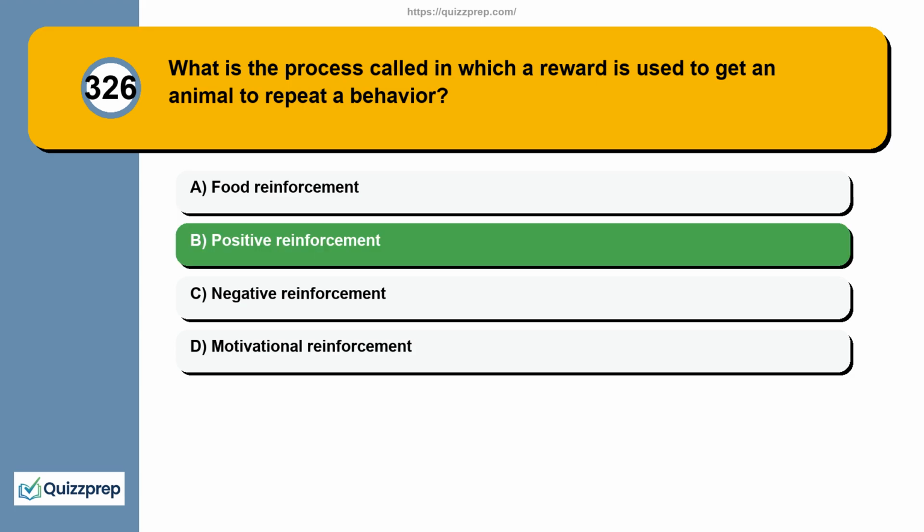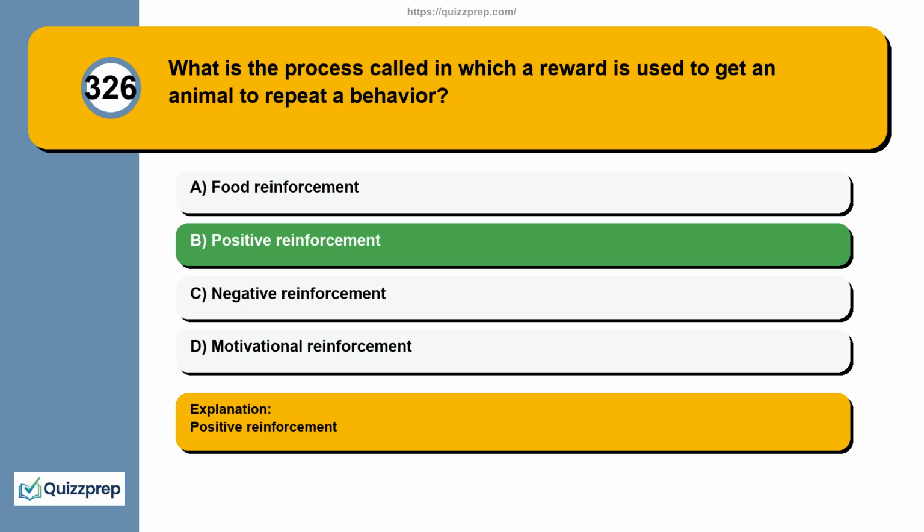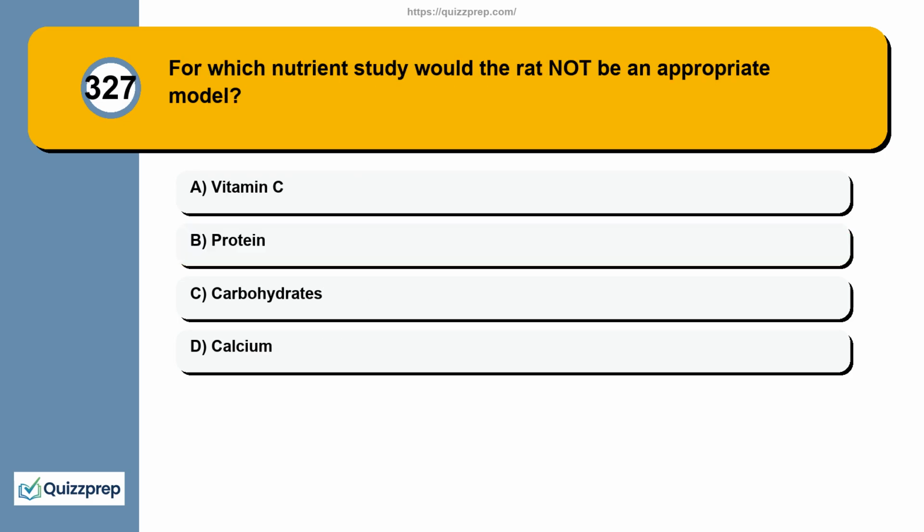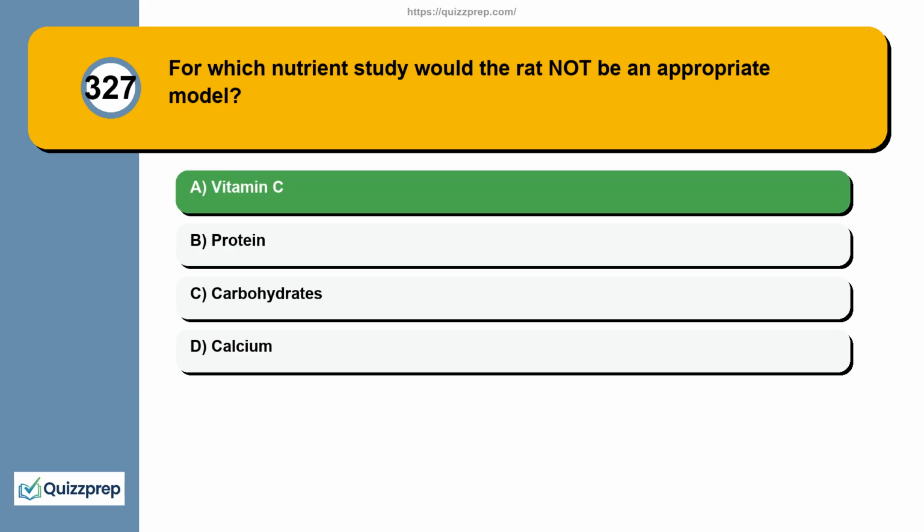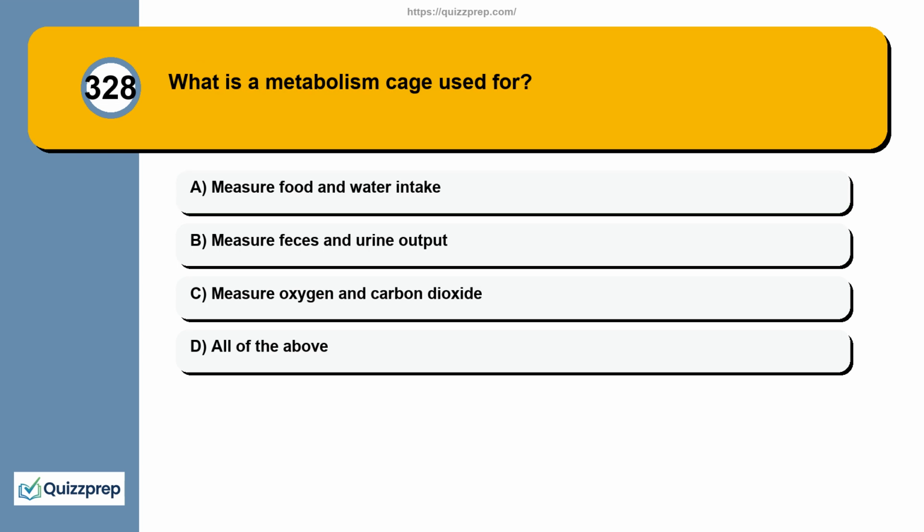The correct answer is option B. Positive reinforcement. Question 327. For which nutrient study would the rat not be an appropriate model? Option A. Vitamin C. Option B. Protein. Option C. Carbohydrates. Option D. Calcium. The correct answer is option A. Vitamin C.